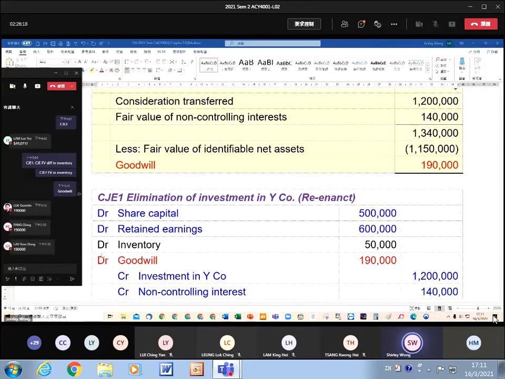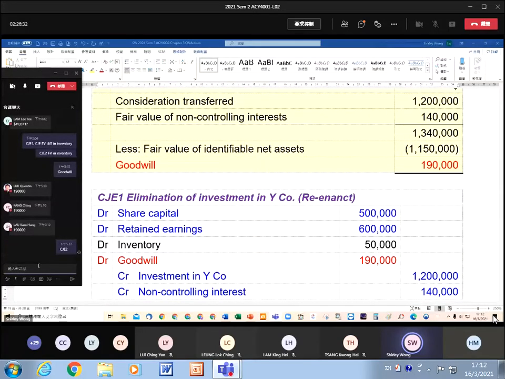And then the second journal entry usually will be focused on the goodwill. The question does not have any goodwill impairment. So next we will move to the inventory. What will be the CJE number 2? Can you show me your CJE number 2? Which entry to be debit and which entry to be credit? Can you let me have your answer on this part?